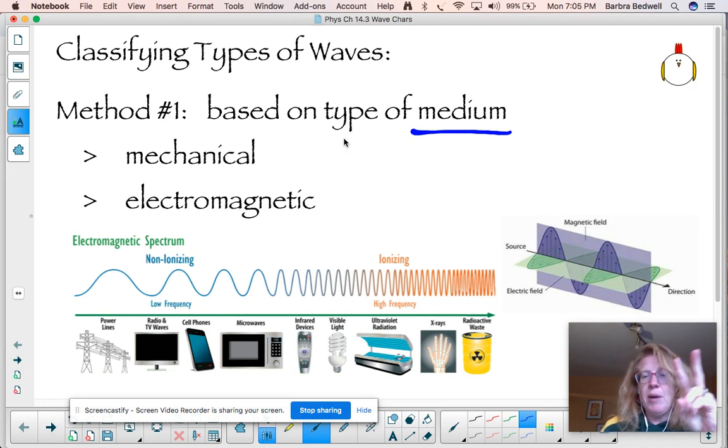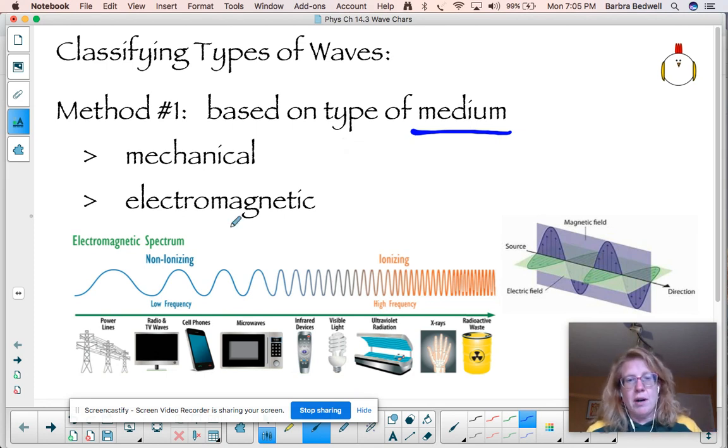When we classify waves according to medium, there's two basic categories. There are waves that we call mechanical waves, and then there are electromagnetic waves. The big key difference here is that mechanical waves require a medium, and electromagnetic waves do not. That's one of the big, easy differences between these two.